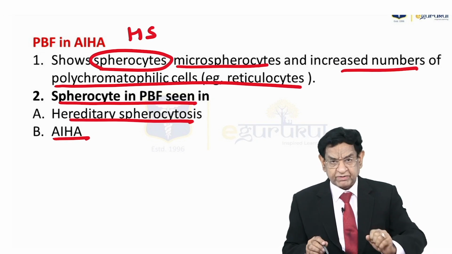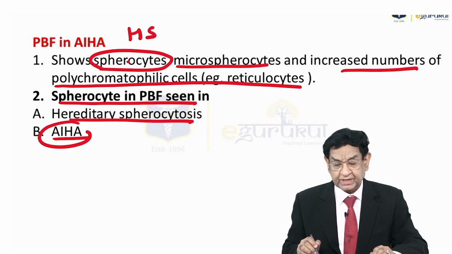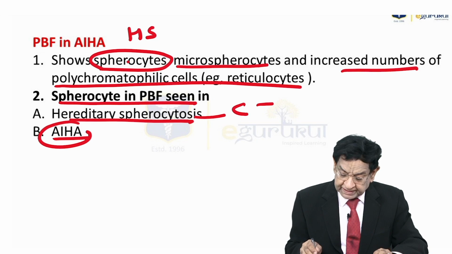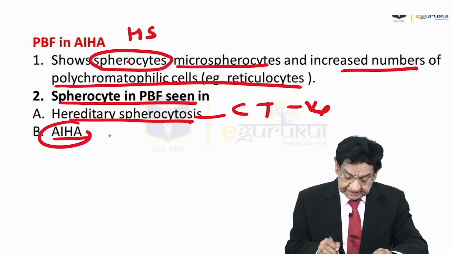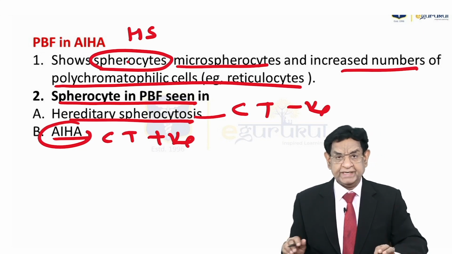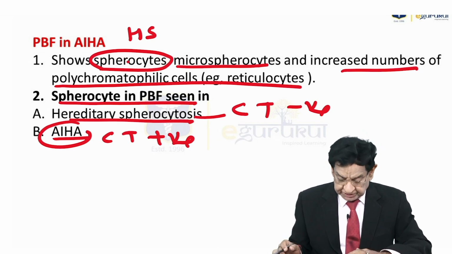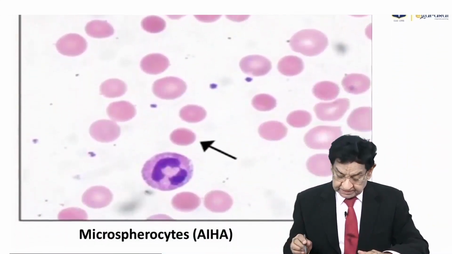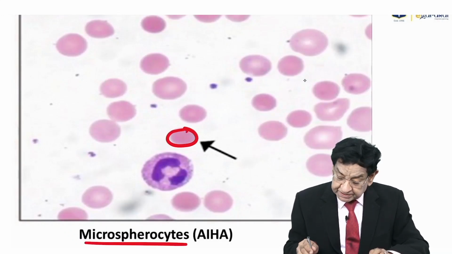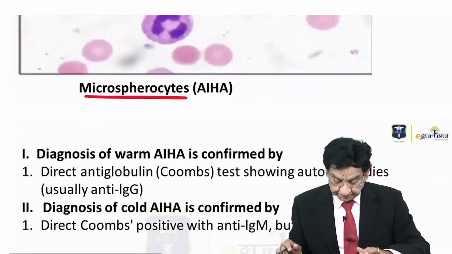Many students are not aware that spherocytes are also seen in AIHA. Definitely, as I told you, in this condition the Coombs test will be negative and in this one the Coombs test will be positive, the point I already told you. So if you are getting a spherocyte with Coombs positive, then you are dealing with AIHA. This is a classical thing, microspherocyte. You can see spherical shape RBCs, but their size is a little smaller than the usual spherocytes.